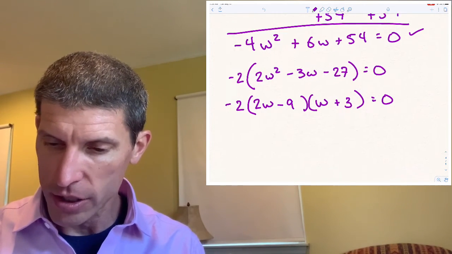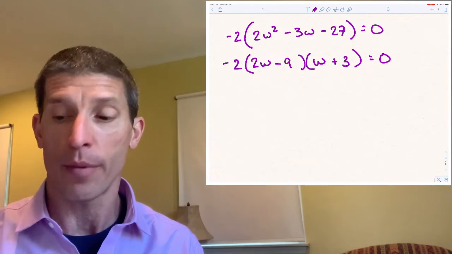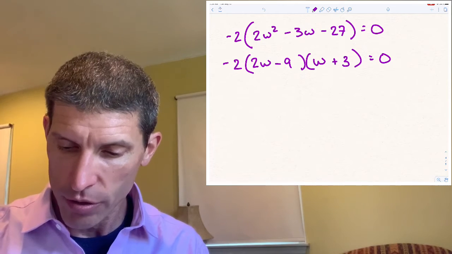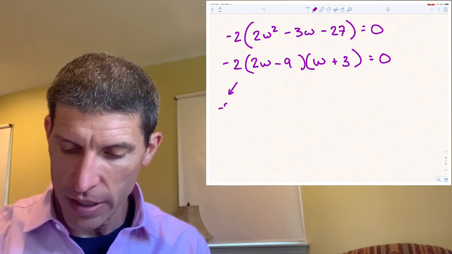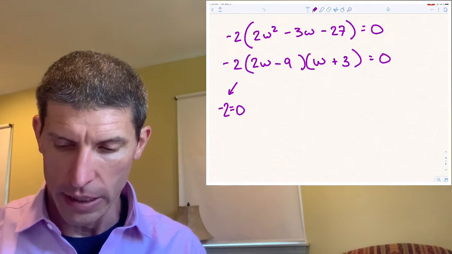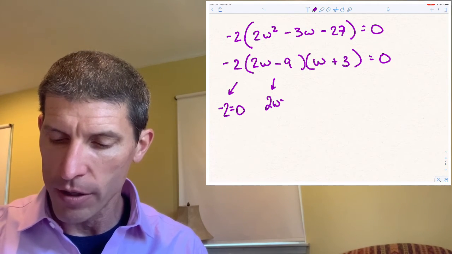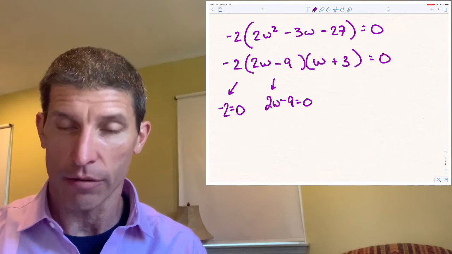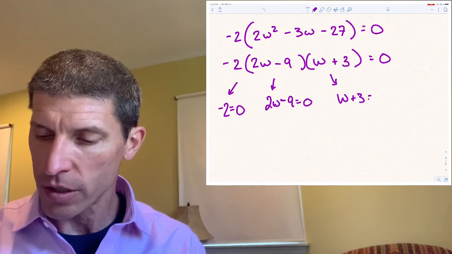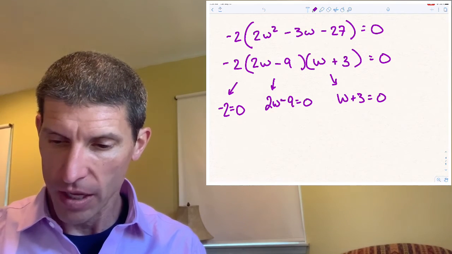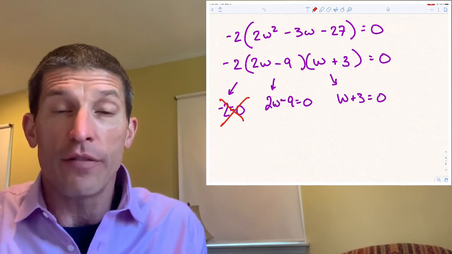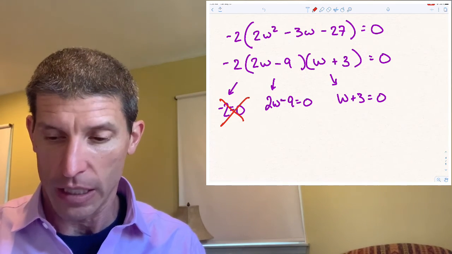And now let's go ahead and use the zero product property, because now I have a 0 and now I have a product and life is good. So zero product property, I've got 3 items. So -2 equals 0. We already know we don't really need that one. We have the 2w minus 9 equals 0, because any of these 3 items could be 0. And we have w plus 3 equals 0. All right. Well, one of these doesn't make any sense, so we're going to get rid of that one, as we wouldn't even call that extraneous. We would just say that doesn't make any sense.